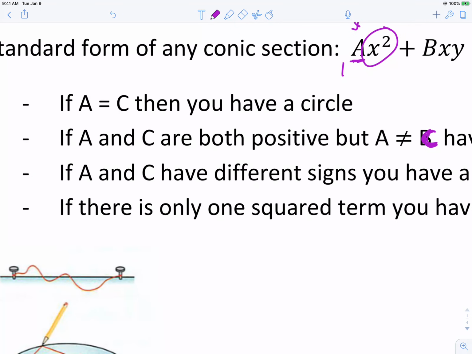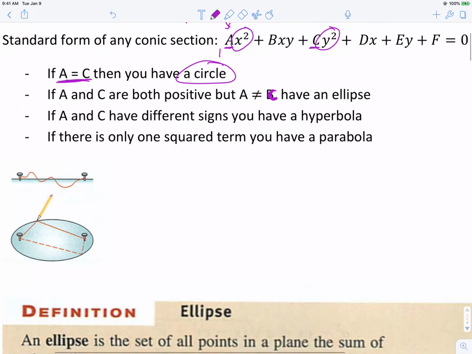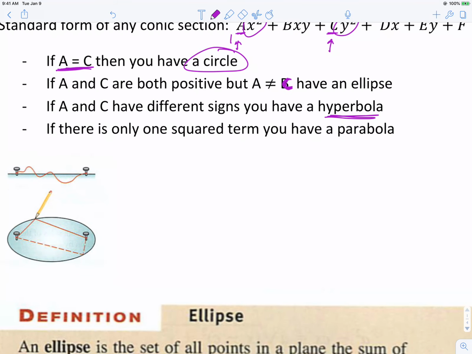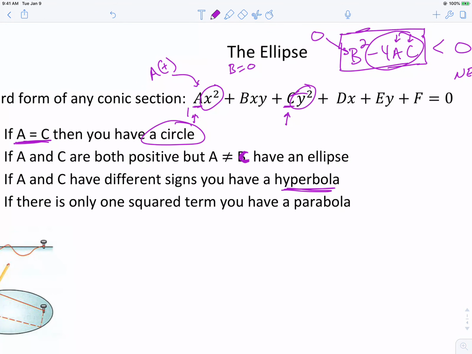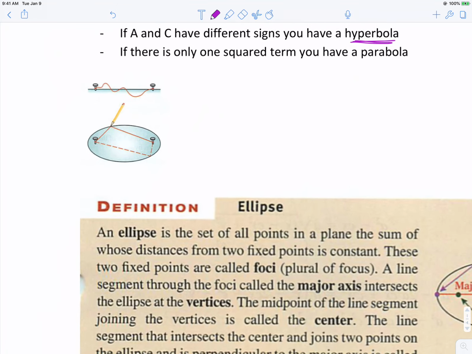If they are equal, that's a special case of an ellipse, which is a circle, which we did a little bit last time. These are just reminders. If A and C have different signs, so one's positive and one's negative, then you have a hyperbola. And then if there's only one squared term, so if either one of these is 0, like let's say that term's not there, you have a parabola. And if this one is not there, whoops, then you have a parabola as well. So that's just a reminder about general form.